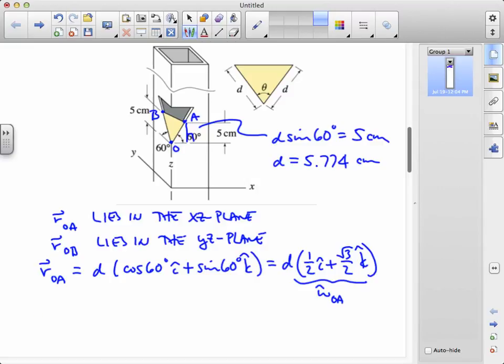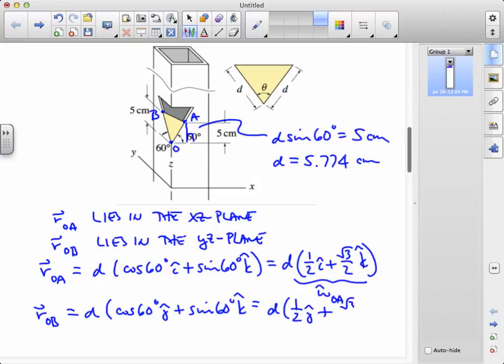For r_OB, we have something similar. We have the distance d on cosine of 60 degrees in j plus sine of 60 degrees in k, or d on a unit vector 1/2 j plus root 3 over 2 k, and this becomes the unit vector in the direction of OB.